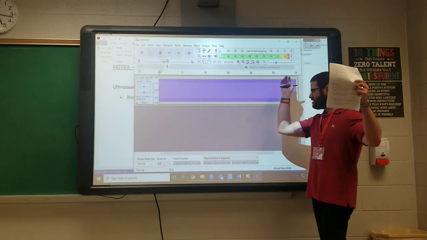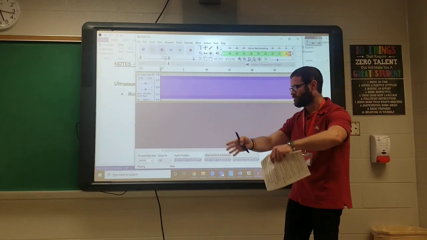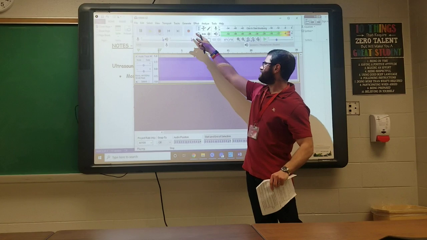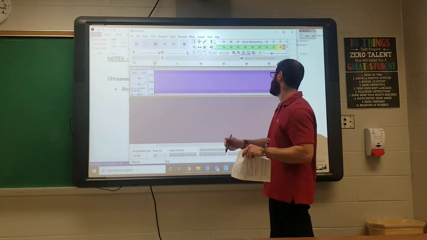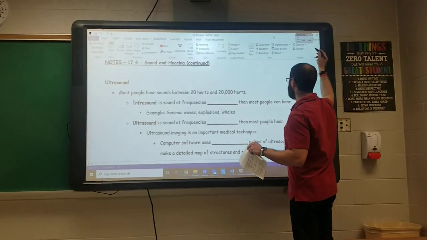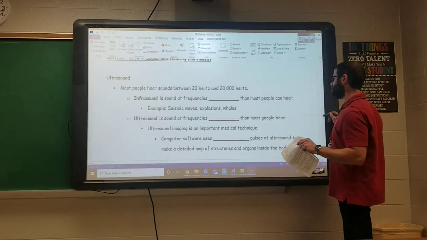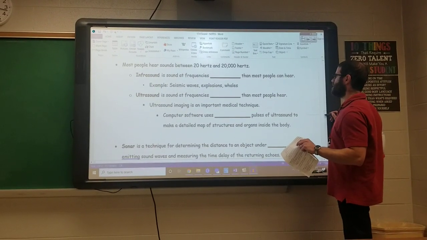So we can see the difference between 100 hertz, really low frequency, low pitch, and then 10,000 hertz, very high frequency, high pitch. It gives you an idea of the range that we're able to hear.